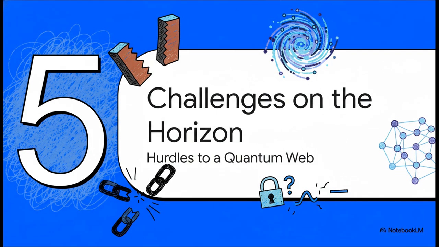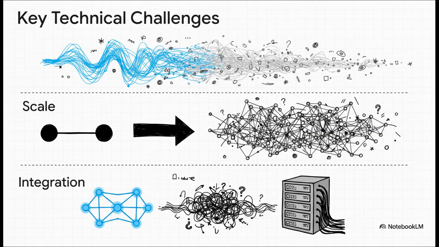But of course, it's not all smooth sailing. Building the future is always hard. And as amazing as all this sounds, we have to be realistic. There are still some pretty big hurdles to get over before we all have a quantum modem sitting next to our router. So what are the big roadblocks?